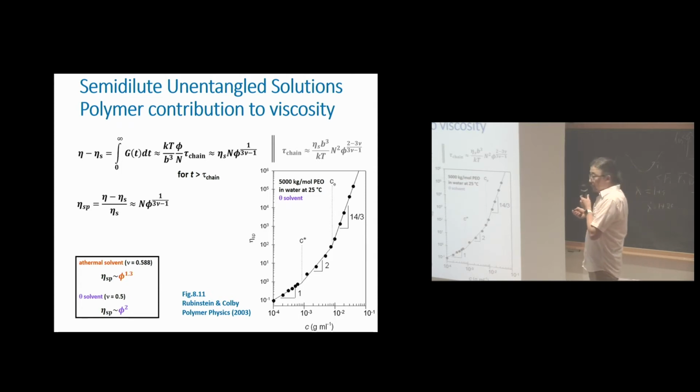The polymer contribution to viscosity is the solution viscosity minus the solvent viscosity. So this is the polymer contribution, and then you can calculate it with this integral of the stress relaxation. This is controlled by the chain relaxation time to have this relationship at a longer time scale. You can calculate the specific viscosity, which means you divide the polymer contribution to viscosity by the solvent viscosity. And then you have the relationship here, N and phi to the power, 1 divided by 3 nu minus 1.